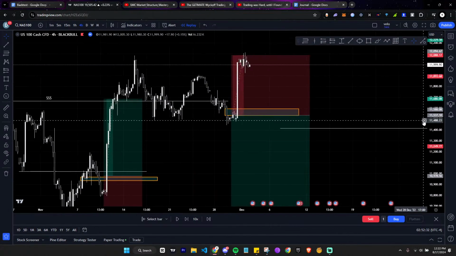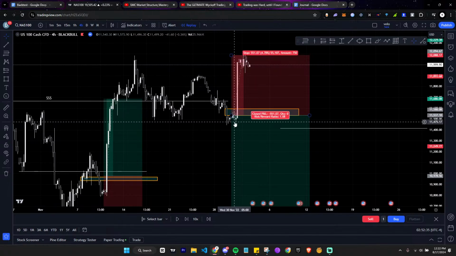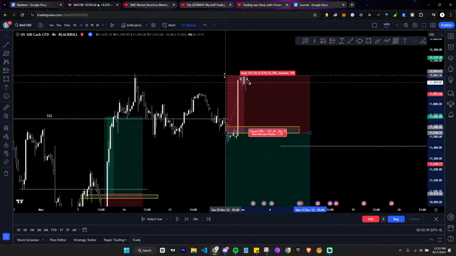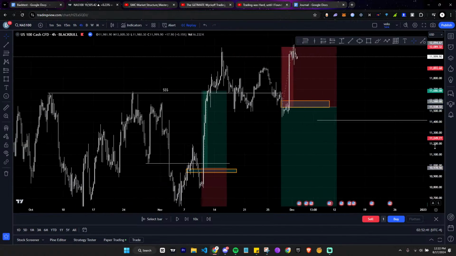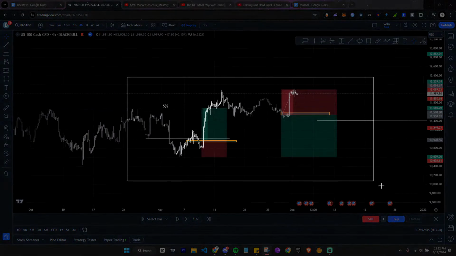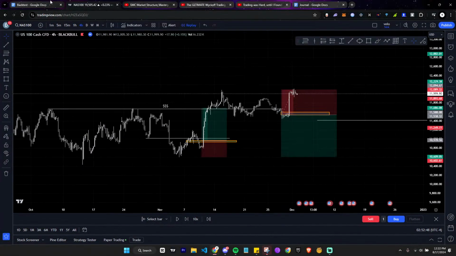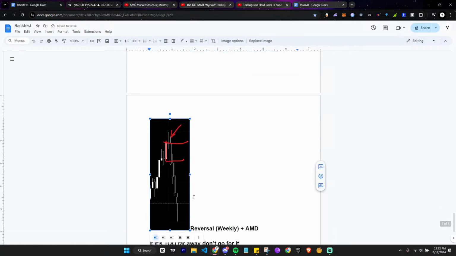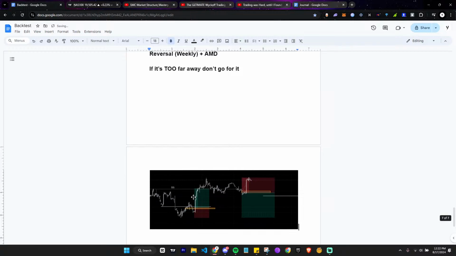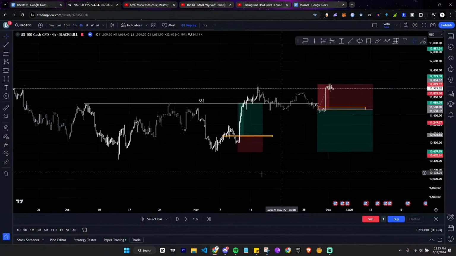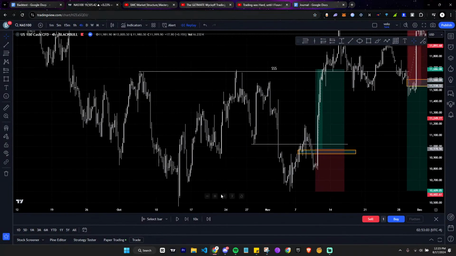Let me actually put this as my... Oh wait, if we're shorting, we need to be below... Oh wait, no. Yeah, we are below this. Never mind, I was just tweaking that. This was nonsense. There we go. So, pretty much what we see here.